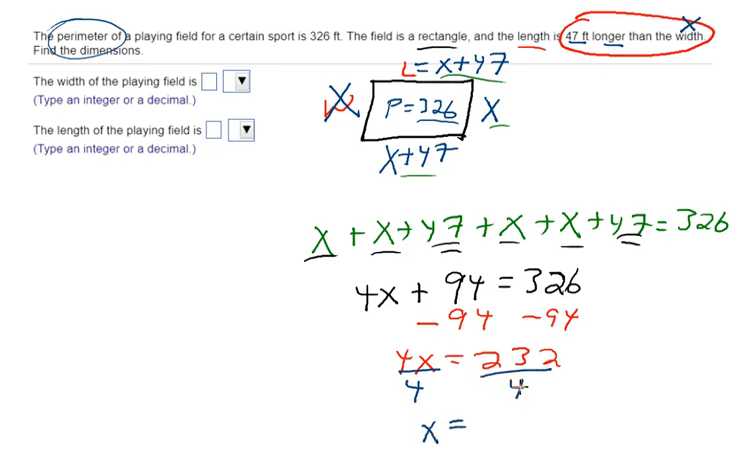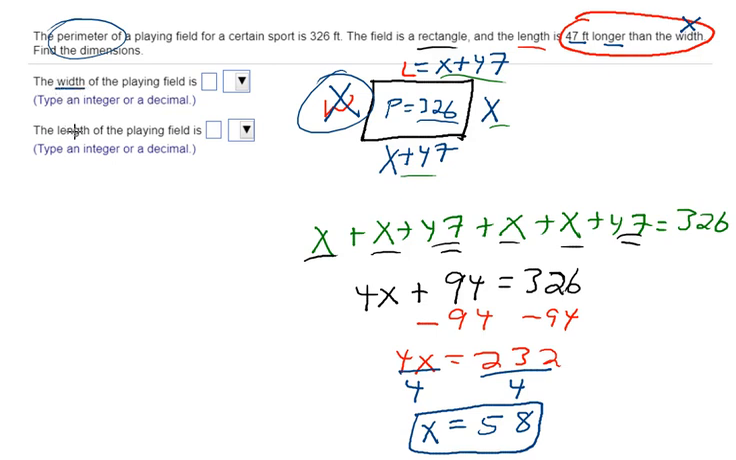So we'll divide by 4 on both sides. 4 goes into 23 5 times. The remainder would be 3. Bring down the 2. 4 goes into 32 8 times. So it works out nice. I believe that's probably correct. So x is 58. X is the width.